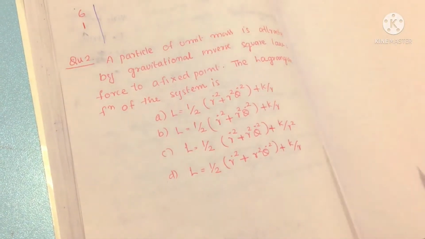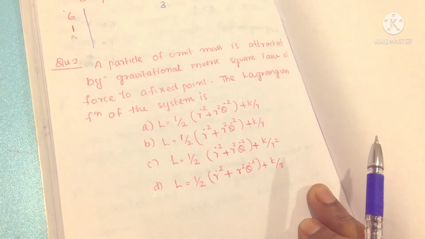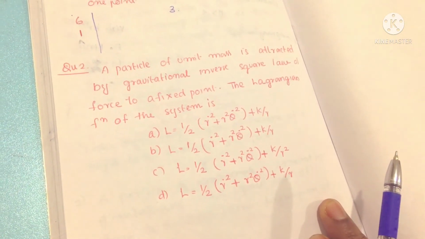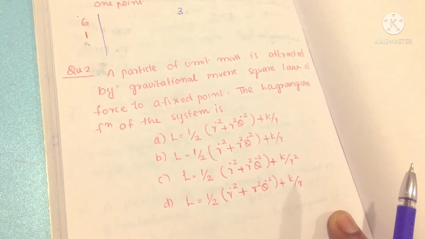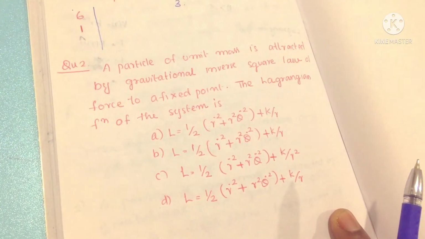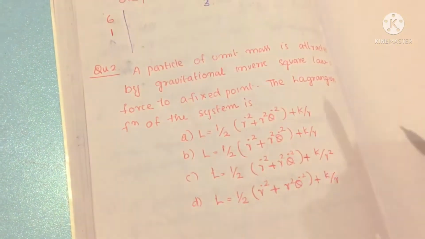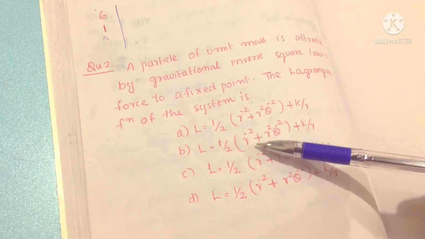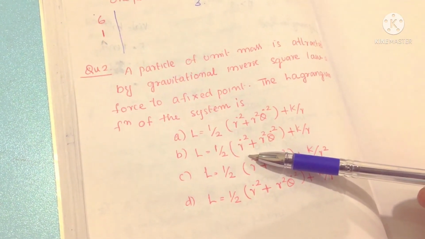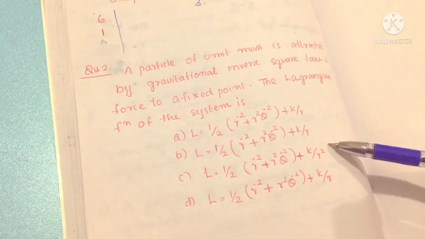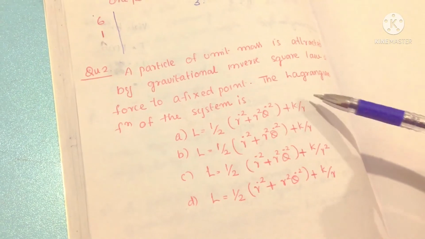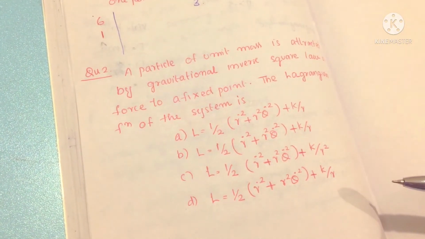A particle of unit mass is attracted by a gravitational inverse square law force to a fixed point. The Lagrangian function of the system is... Here they are given four options. Just going through the options, we can identify that the Lagrangian is in polar coordinates. And only in option C is there k by r square. The other three options have k by r.